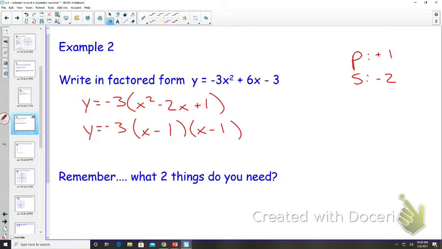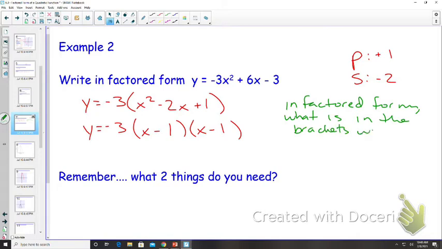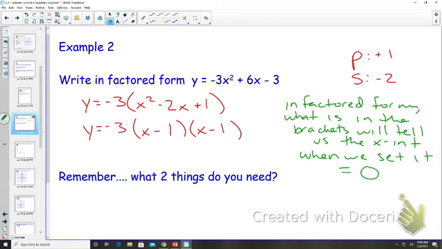Okay, make sure you guys write this down. So in factored form, whatever's in the brackets will tell us the x-intercept when we set it equal to 0, right?